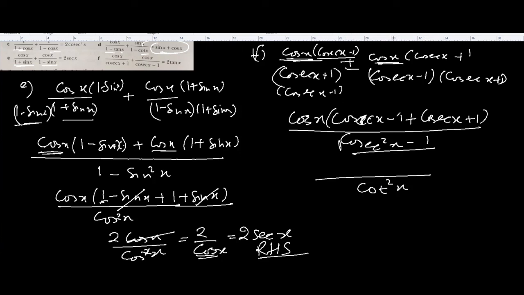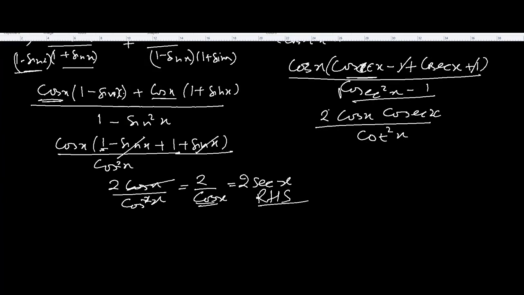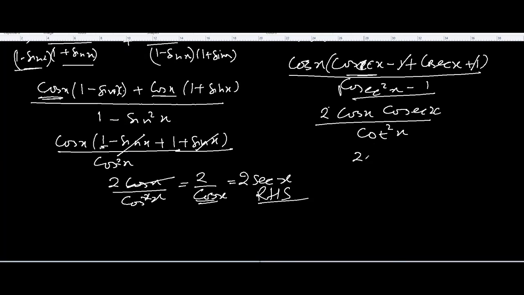And here what will cancel out? Minus 1 and plus 1. So we are left with 2 cosecant x, right? So 2 cos x cosecant x over cot square x. Still there is no sign of getting 2 tan x, and that's what we want, right? But we have the 2, and tan x is remaining. Let's see. 2 cos x, and let's write cosecant x now.